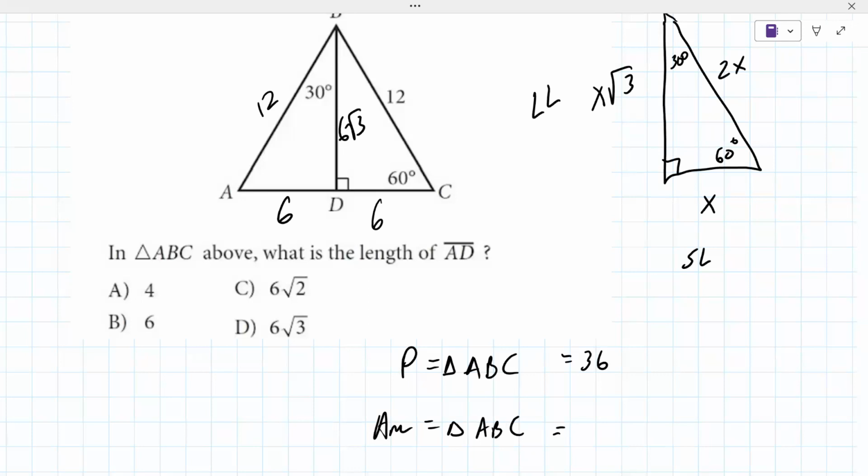It'd be half base times height, right? Yes. 36 root 3. So how did you come up with that? 12 times 6 is 72 divided by 2 is 36. Good. Okay. All right.